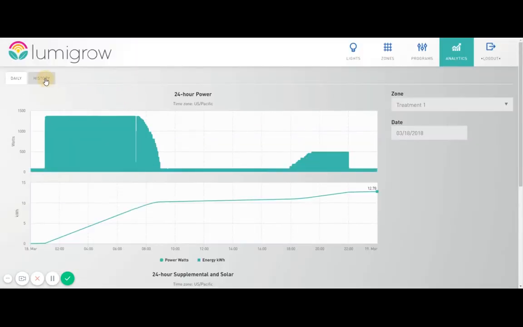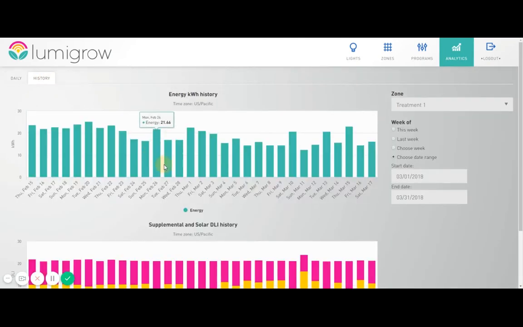Now let's take a look at the historical tab. You can view historical data for weekly intervals or as a custom date range. Here we're going to look at the entire month of March. On the top graph, you can see an estimate of energy used each day, reported in kilowatt hours. If you hover, you can see the exact kilowatt hours of each particular day.